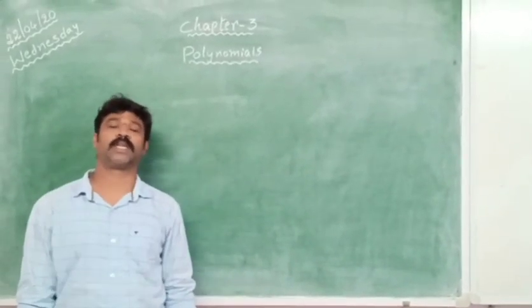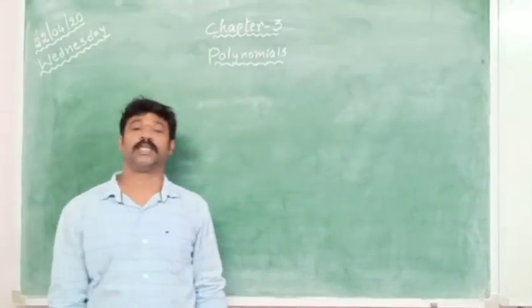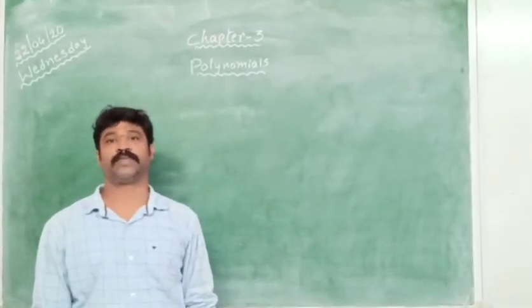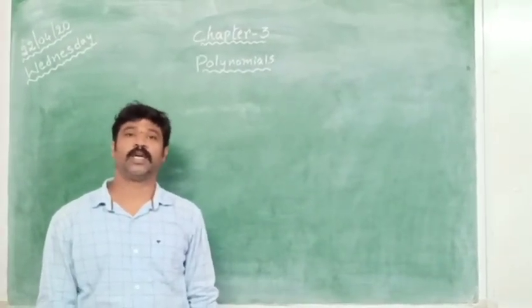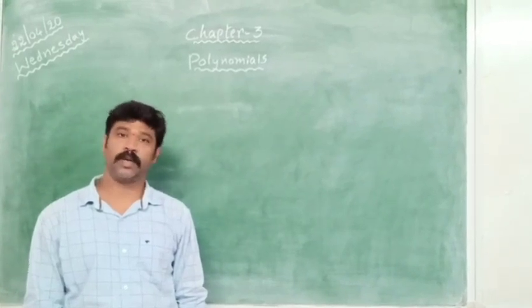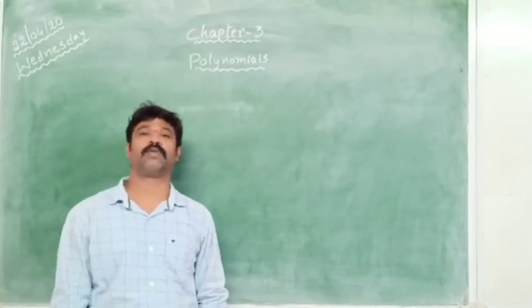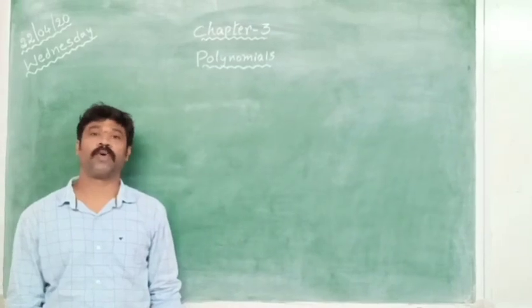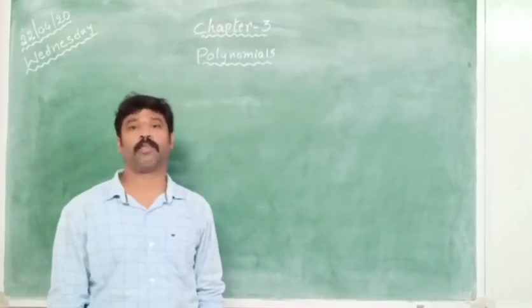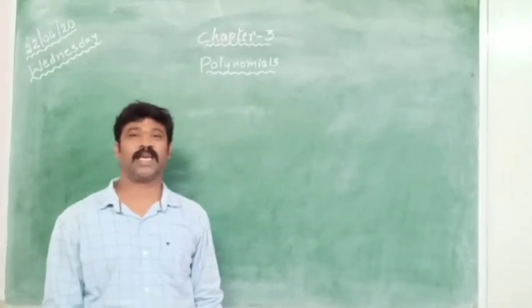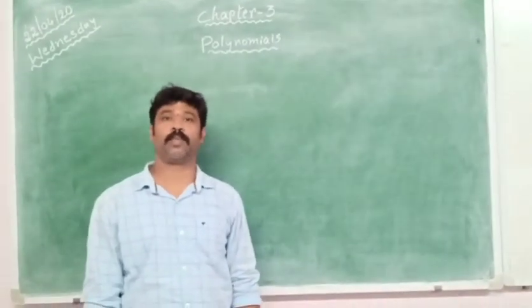So in the previous class we learned how to find the zeros of a polynomial by using graphs. We learned the zeros of a linear polynomial by using a graph, and we also learned how to find the zeros of a quadratic polynomial by using a graph. Now we will see another example of a quadratic polynomial.